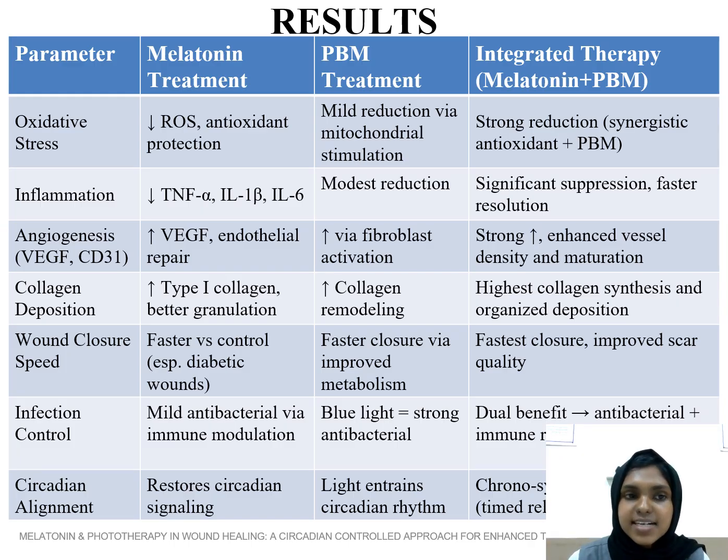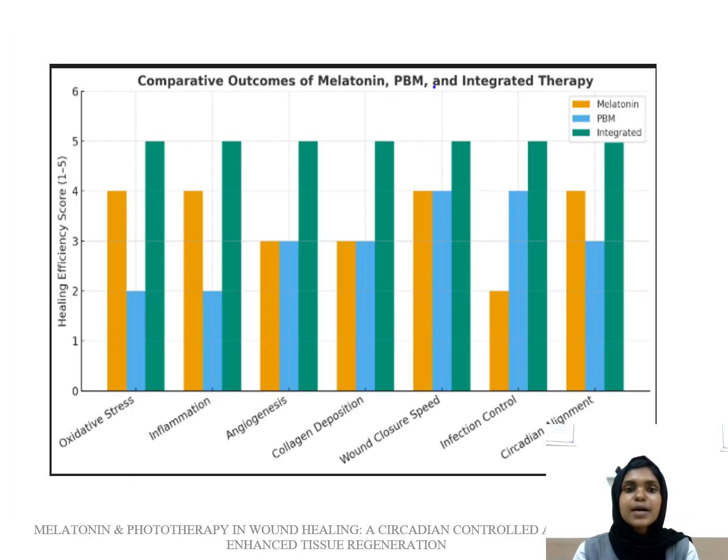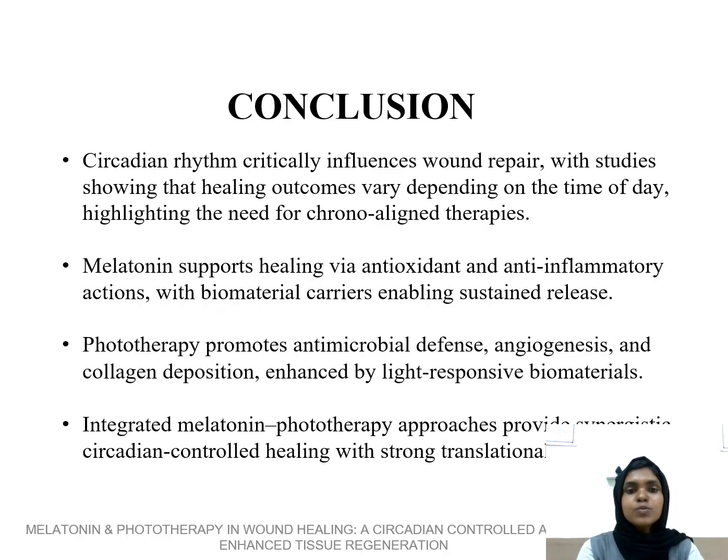Then these are the results obtained through the melatonin treatment, phototherapy treatment, and the integrated therapy. All these results are combined in a graph and shown in the next slide. And this is the comparative outcome of melatonin, photobiomodulation, and the integrated therapy. As we can see, in all the parameters such as oxidative stress, inflammation, angiogenesis, collagen deposition, wound closure speed, infection control, and circadian alignment, the integrated treatment is high, and we can understand the efficiency of integrated treatment. Then we move on to the conclusion.